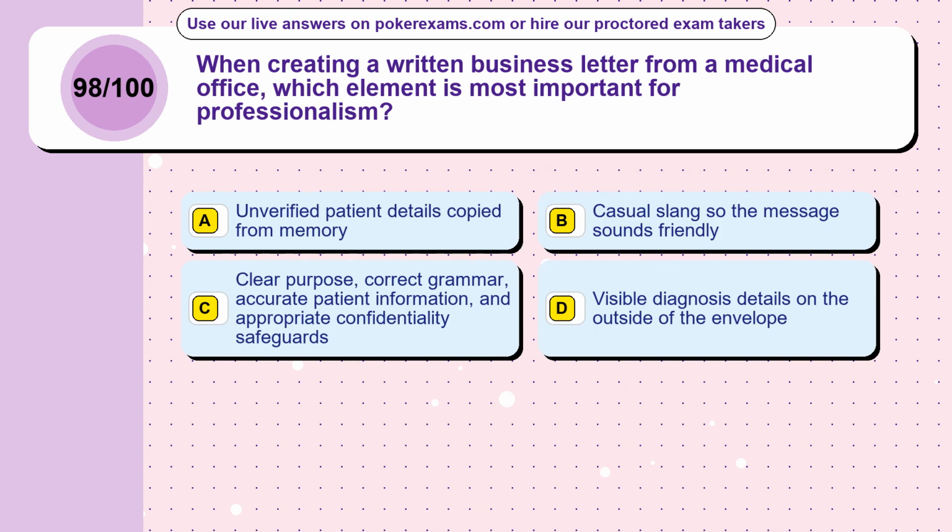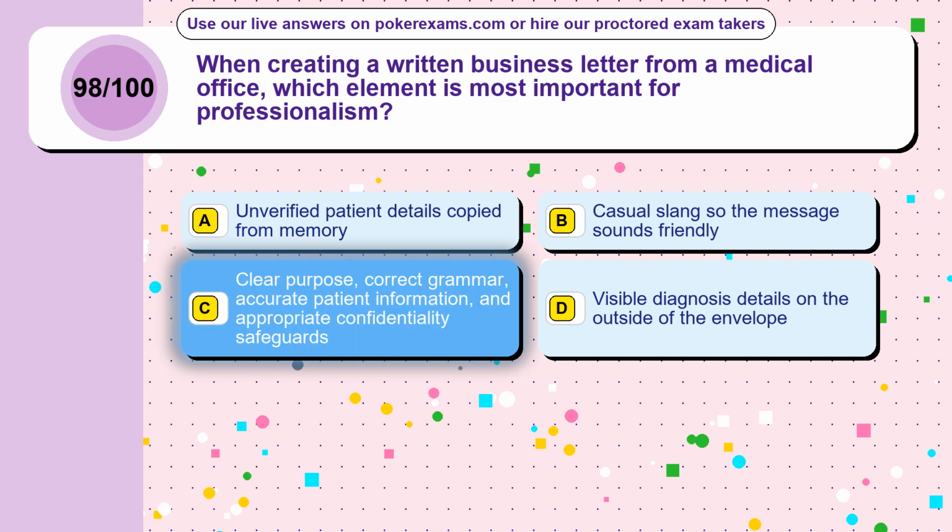Question 98. When creating a written business letter from a medical office, which element is most important for professionalism? Option A. Unverified patient details copied from memory. Option B. Casual slang so the message sounds friendly. Option C. Clear purpose, correct grammar, accurate patient information, and appropriate confidentiality safeguards. Option D. Visible diagnosis details on the outside of the envelope.